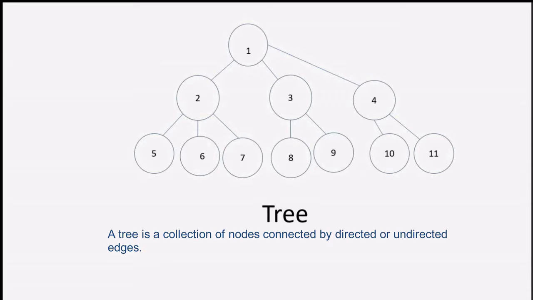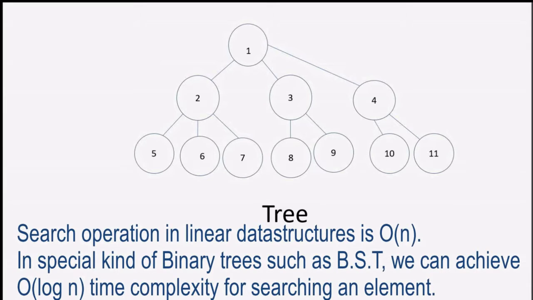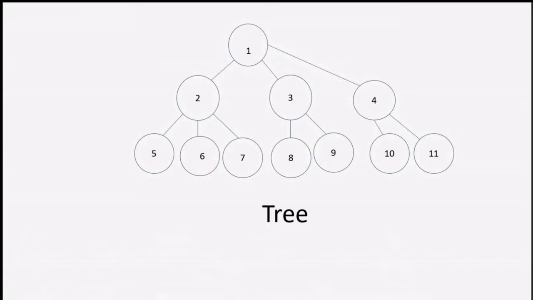It is an extension of linked data structures such as linked lists to a structure that may have multiple relations among the nodes. The advantage of a tree over linear data structures such as linked lists and arrays is the time complexity of searching an element, which is less than linear time. Linear time implies O of n. Here in the case of a tree, it is O of log n. So now we know about the tree.